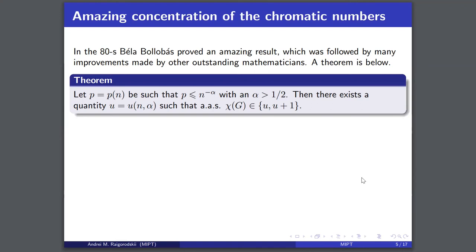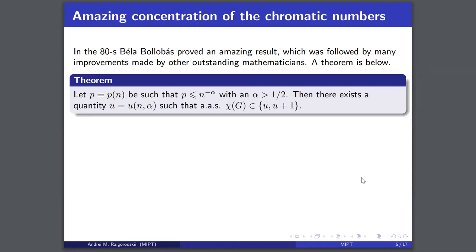Well, I'll probably discuss it with you, I don't know. So there exists a quantity u depending on n and alpha such that asymptotically almost surely the chromatic number is concentrated in two values, u and u plus one. So only two values.